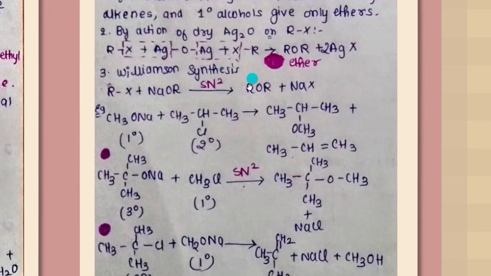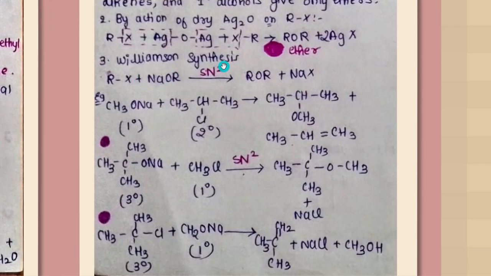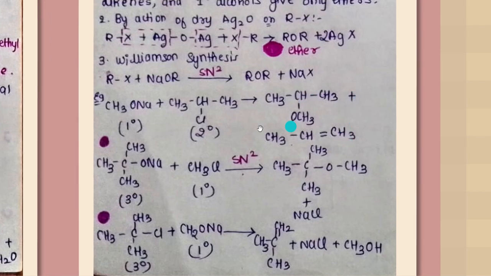Now coming to Williamson synthesis. Of course, the named reactions are very, very important. This is also important. RX, that is alkyl halide, plus NaOR undergoes an SN2 reaction and forms ROR, that is ether, plus NaX. Now an example for this: primary CH3ONa plus a secondary alkyl halide, CH3CHClCH3, will give me CH3CHOCH3CH3 plus one alkene.